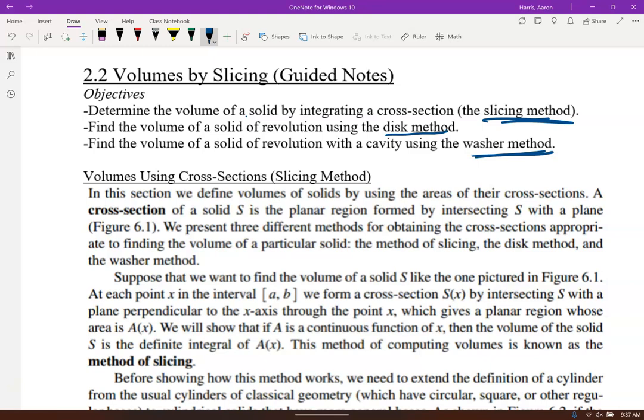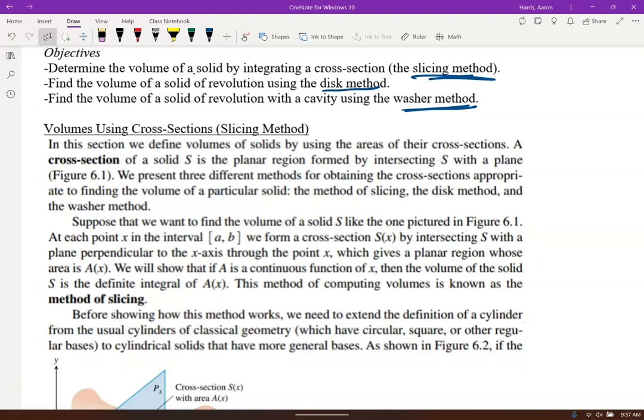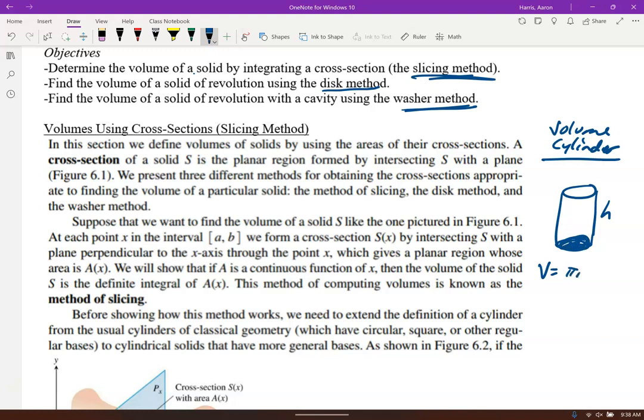Before I start out, maybe I'll talk about the volume of a cylinder for a minute. Let's go ahead and draw a right cylinder here. Remember how with a cylinder, our volume was the area of the circle, which is the area of the base, in other words, one of the cross sections, times its height. Pi r squared times its height.